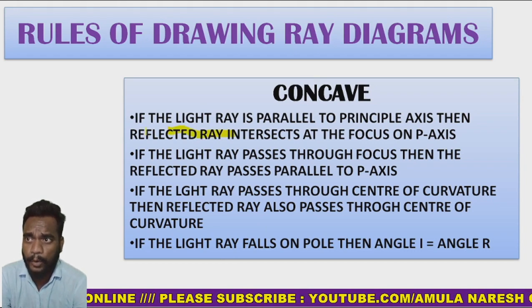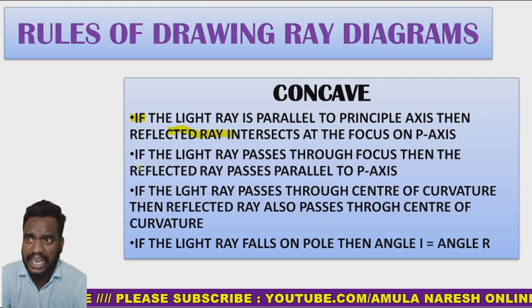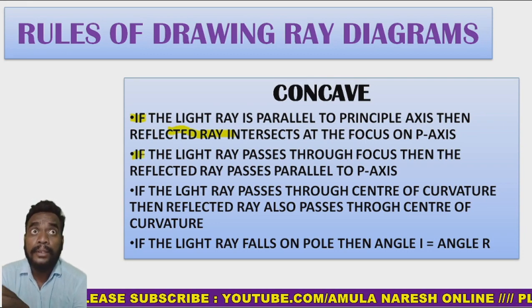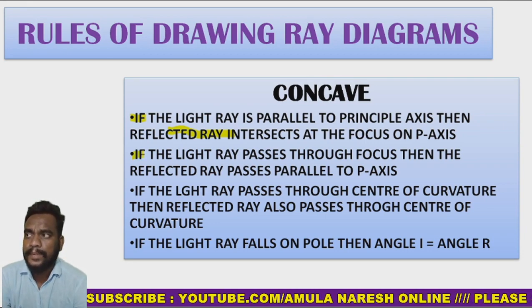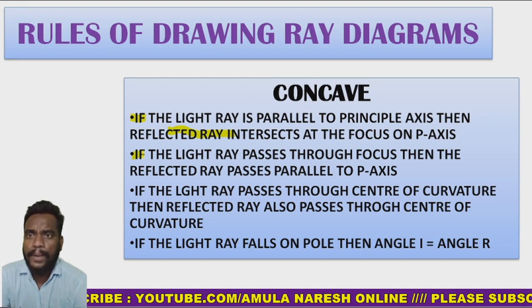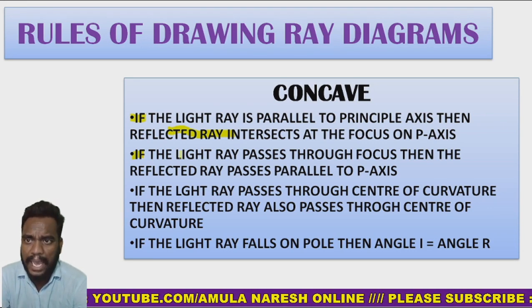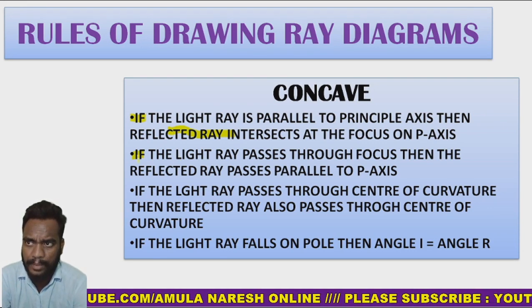So this is number 1 point. Then the second rule is, if the light ray passes through the focus, then it will go parallel to the principal axis. This is rule number 2.